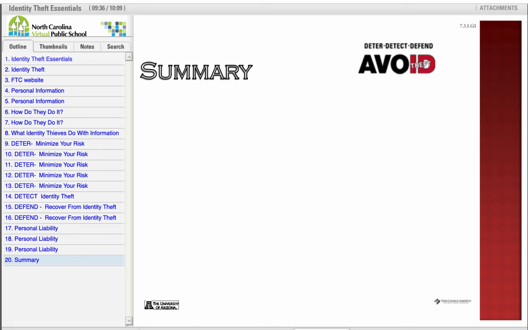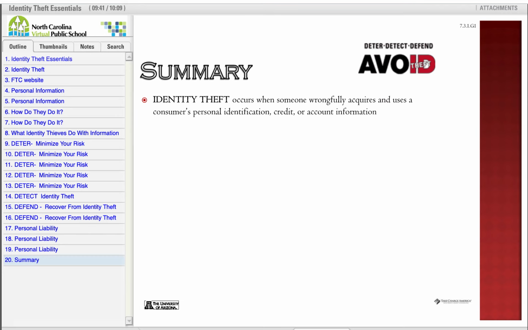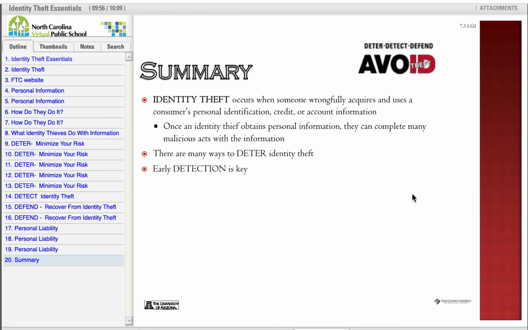Summary. Identity theft occurs when someone wrongfully acquires and uses a consumer's personal identification, credit, or account information. Once an identity thief obtains personal information, they can complete many malicious acts with the information. There are many ways to deter identity theft. Early detection is the key. There are basic rules to follow in order to defend against identity theft if it occurs.